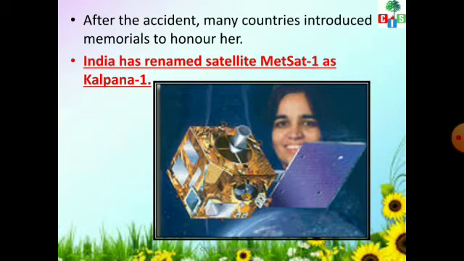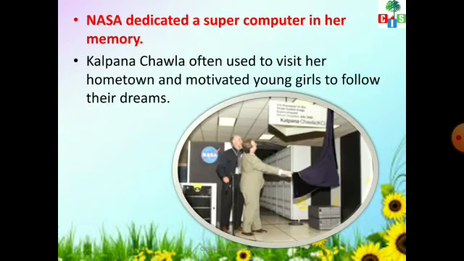So what India did: India renamed the satellite MetSat 1 as Kalpana 1. What it means is that India had one satellite which was named MetSat 1, but after the death of Kalpana Chawla, it was renamed as Kalpana 1. NASA dedicated a supercomputer in her memory. What did NASA do? Where she worked, NASA dedicated a supercomputer in her memory.